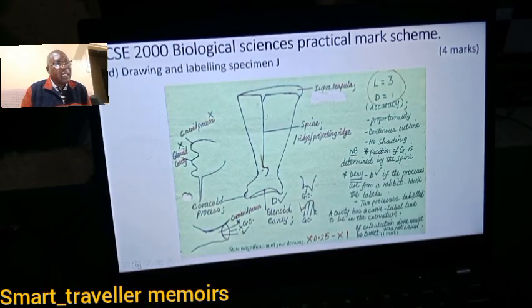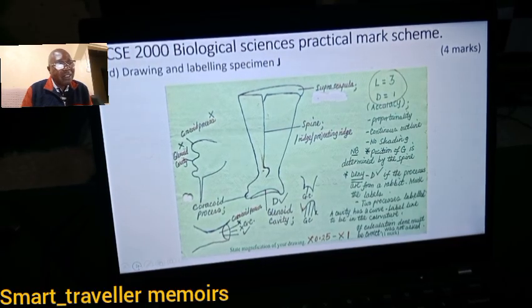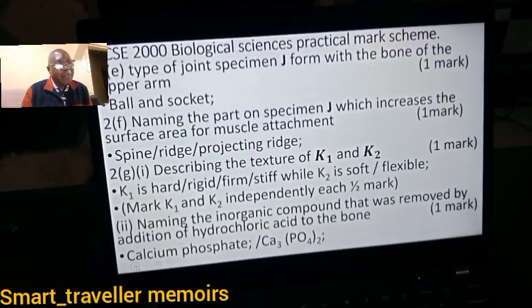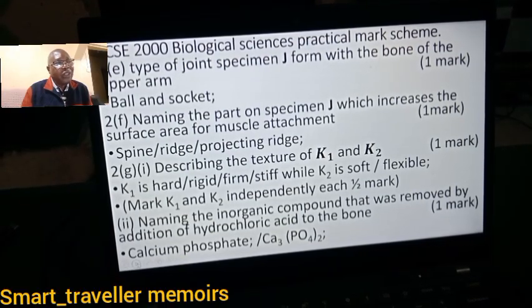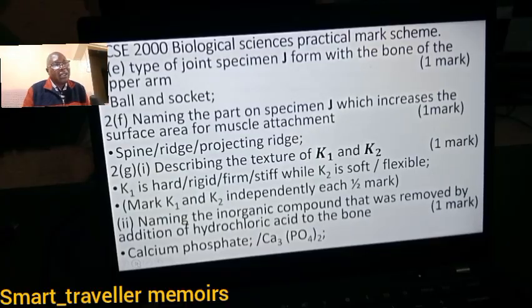2G Roman 1, describing the texture of K1 and K2. You find that K1 is hard, while K2 is soft. K1 is rigid, while K2 is soft. These are alternatives. K1 is firm, while K2 is soft. K1 is stiff, while K2 is flexible. Take care the way you give the comparisons. Mark K1 and K2 independently, each has a mark.